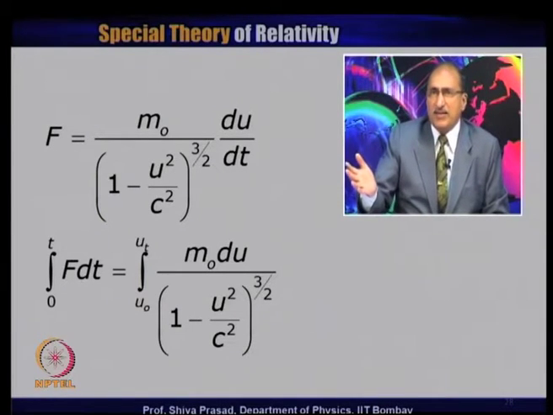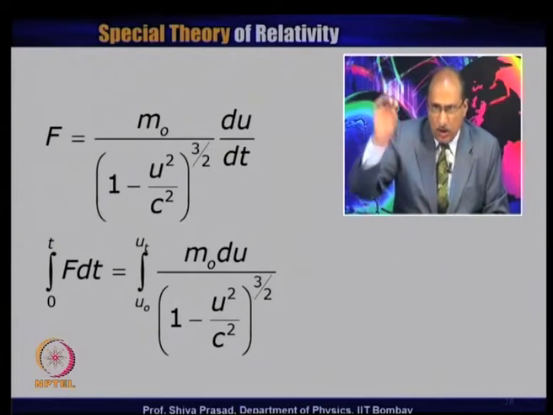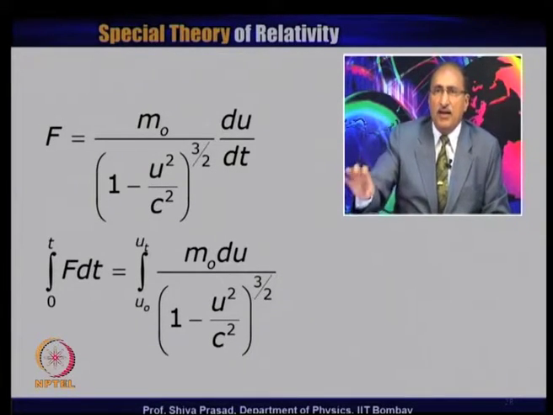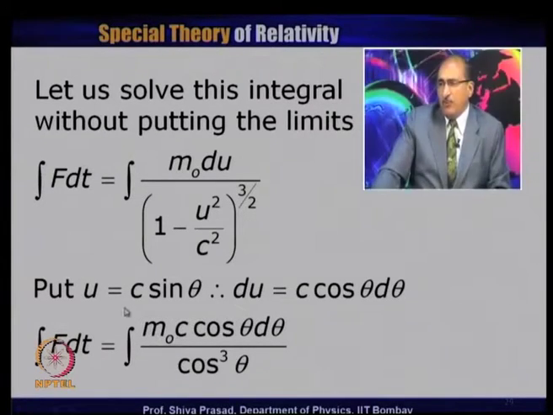So, this is what I am doing next. I am taking the indefinite integral of the right hand side. Let us solve the integral without putting the limits. So, integral of F dt equals integral of m naught du over (1 minus u square by c square) to the power 3 by 2. There is a standard substitution to solve this equation. We put u is equal to c sin theta. Then we take the differentiation, and we get du is equal to c cos theta d theta.